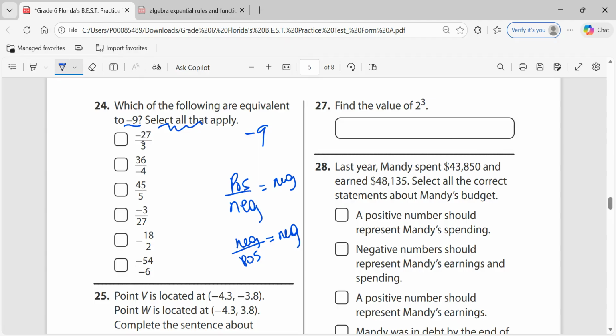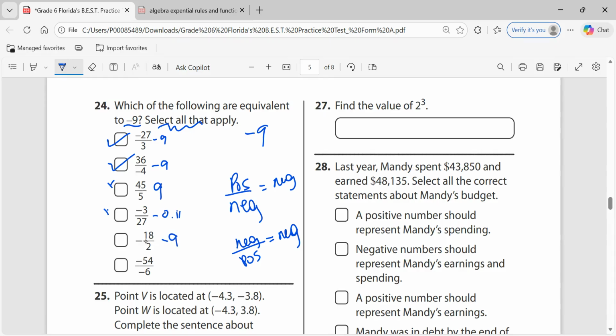So we have negative 27 divided by 3, that's negative 9. Yes. 36 divided by negative 4, that's negative 9. 45 divided by 5, that's positive 9. So no, that doesn't work. Negative 3 divided by 27 is negative 0.11. Nope, that doesn't work. 18 divided by 2, negative 18 divided by 2, that negative is applied to either one.